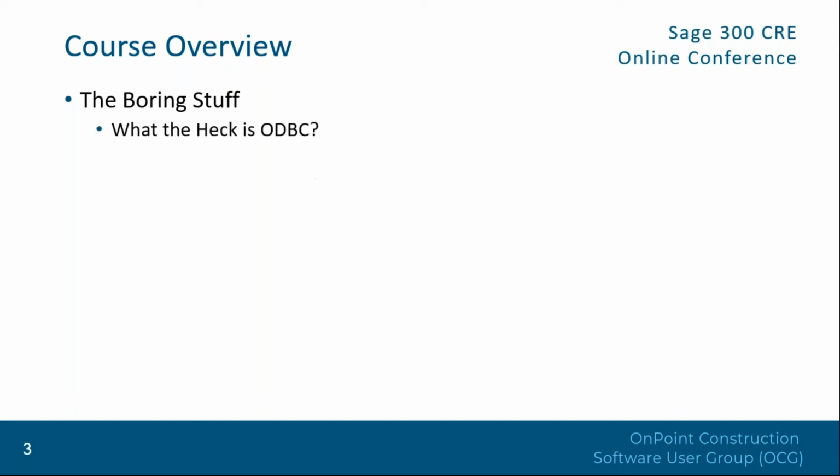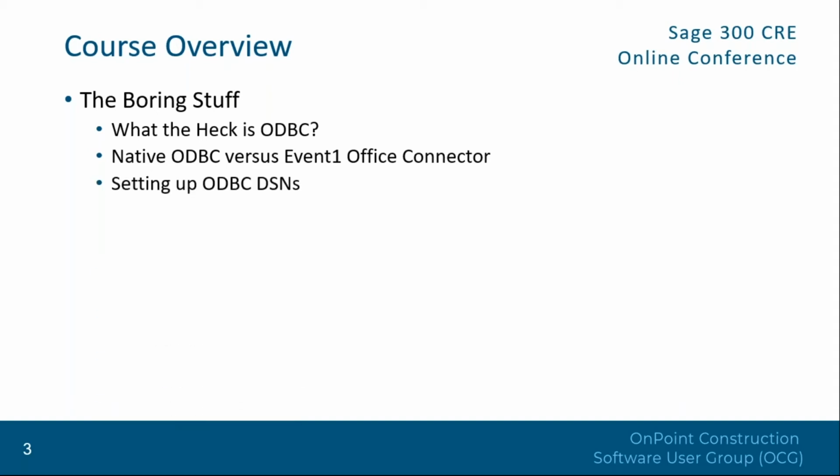The first thing is we just have to find out what it is. We do want to have a brief discussion on what's the difference between native ODBC and Event One Office Connector, because this is a question we get quite a bit in our seminars. We're going to show you how to set up the ODBC DSN on your machine, and this basically will set up the pipeline that you can use to share data.